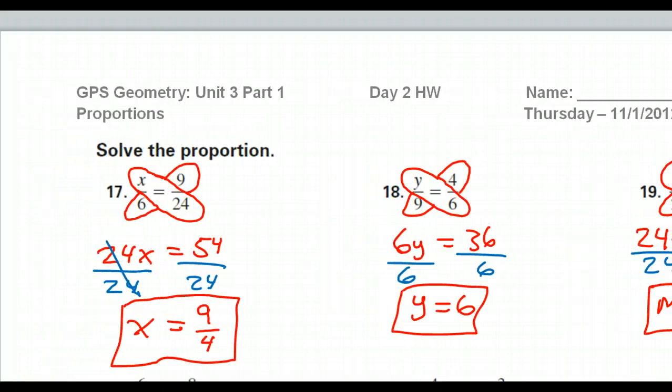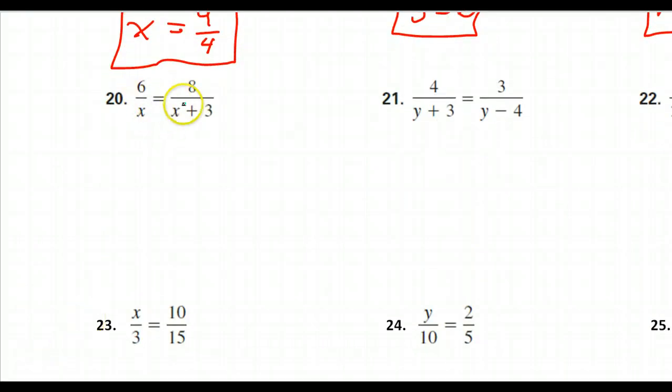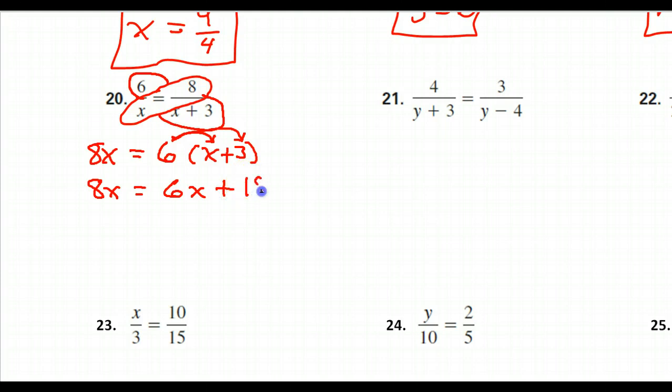Okay. Let's take a look at number 20. Alright, number 20, slightly more complicated, but let's see what we've got here. I can make one side of my equation by multiplying these, so that will be 8x. But then I can make another side of my equation by multiplying these. Now, let me show this step. 6 times x plus 3, because I'm going to have to do the distributive property to get this done. So that's going to be 8x equals 6x plus 18.